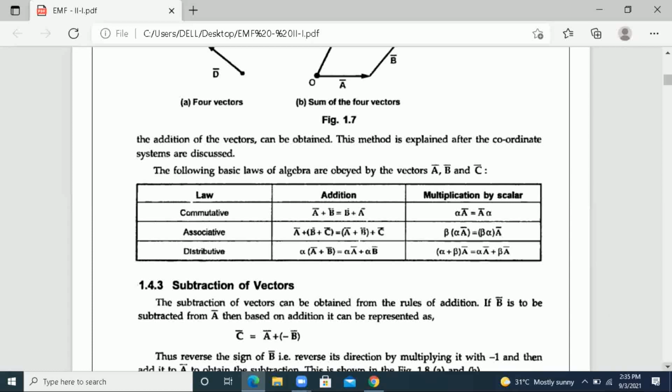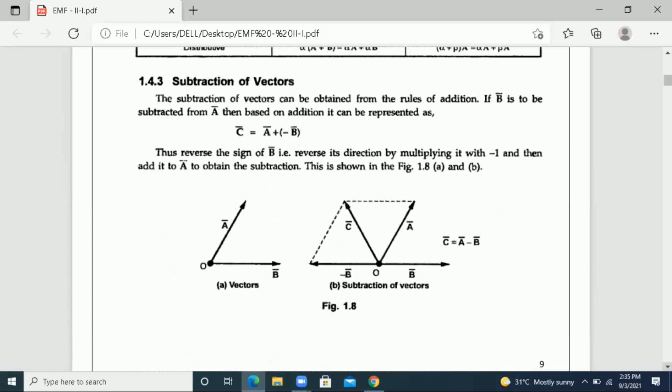Now let us look at subtraction. As you know, 5 minus 2 is the same thing as 5 plus negative 2. This also applies to vectors.